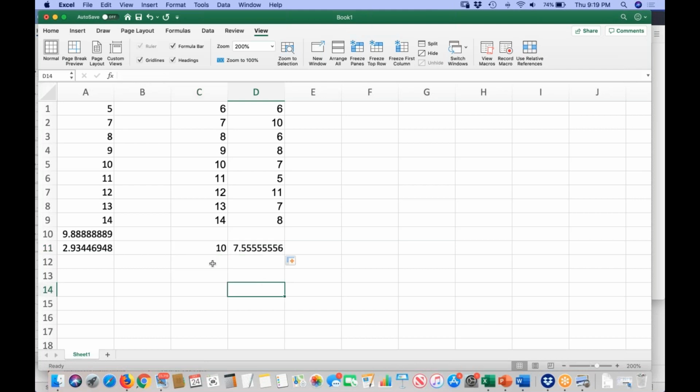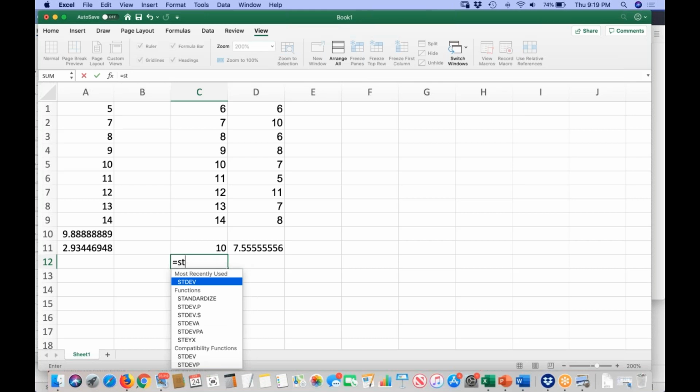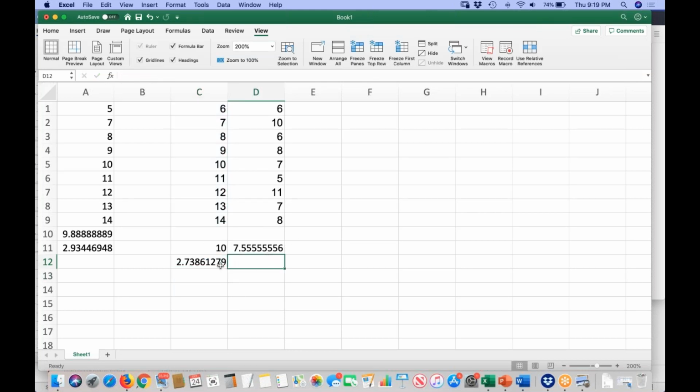Okay, so now what about standard deviations? The standard deviation of this sample is 2.7, and the standard deviation of the other sample, group B, is 1.943. Okay, so now I want to compare the two means. So how might I approach that?